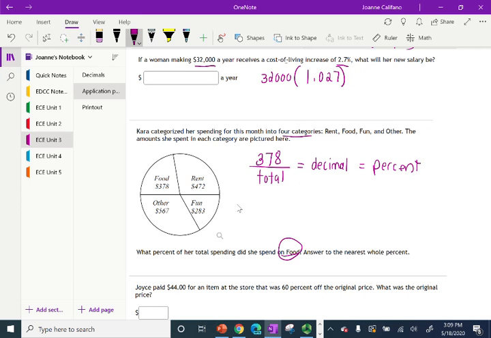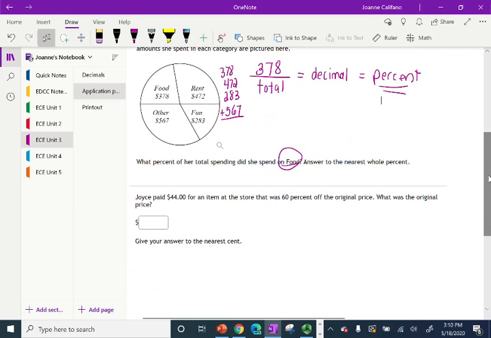What is the total? So you need to add those 4 things up. 378, 472, 283, 567. Because you're looking for the portion out of the total. Okay? So you have to add those up. Make sure you do that. Then you do that division, and then you turn that division answer, decimal answer, into a percent. Again, I'm just going to leave this here for you to take a look at. This is part of the practice test, so I'll let you finish it.